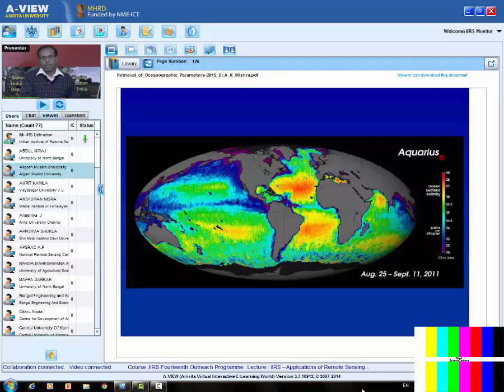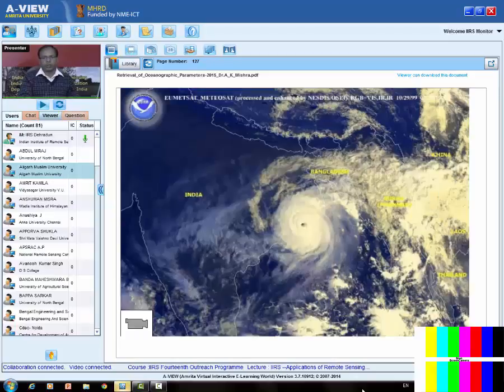So another satellite, Aquarius, also uses the same principle, that is a 1.43 gigahertz sensor, to retrieve the sea surface salinity, which is a very useful parameter for studying ocean dynamics.